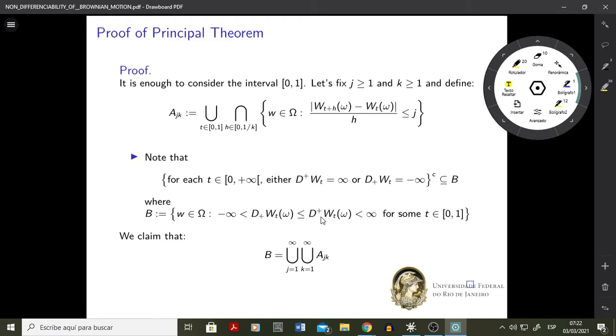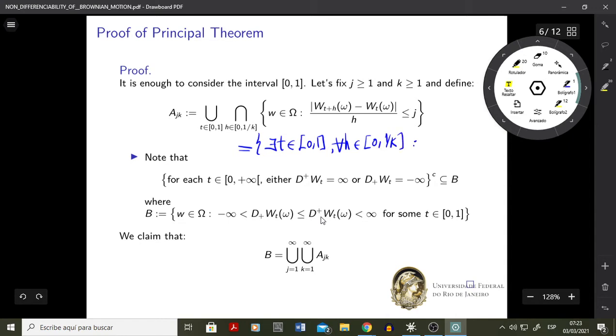Let's fix j greater than or equal to 1 and k greater than or equal to 1. And we will define the set. Okay, this set is where there exists a t between 0 and 1 such that for all h between 0 and 1 over k, we have this quotient bounded by j.